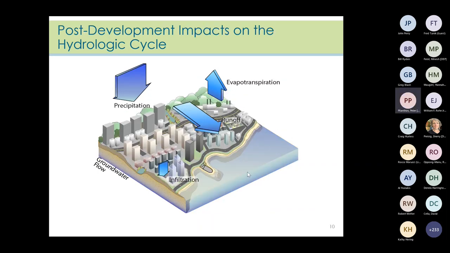An equivalent volume of precipitation as to that received by the undeveloped site falls onto the same site post-development. Since the site has considerably more impervious ground coverage as compared to before, there is much less infiltration, and therefore depletion of groundwater base flow, as well as slightly less water returning to the atmosphere via evapotranspiration. This site also has a stormwater collection system that discharges to the water body.